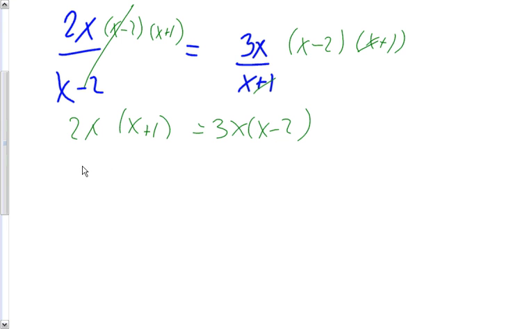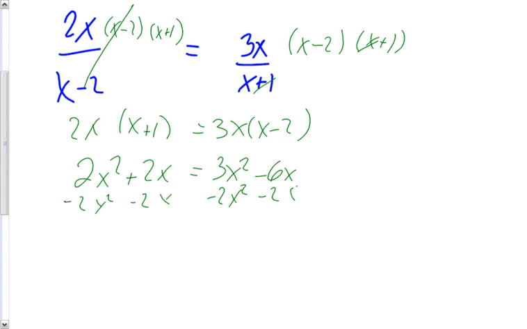All I want to do now is distribute. 2x squared plus 2x equals 3x squared minus 6x. Solve a quadratic now. We have to get everything to one side. Subtract 2x squared, and I'm going to subtract 2x. So 0 equals x squared minus 8x.